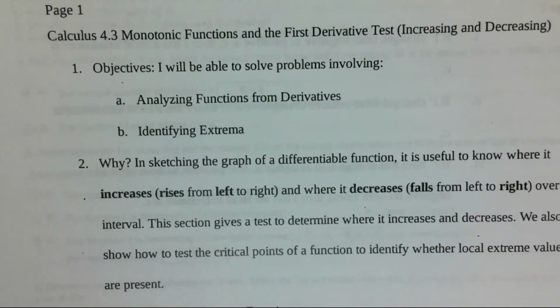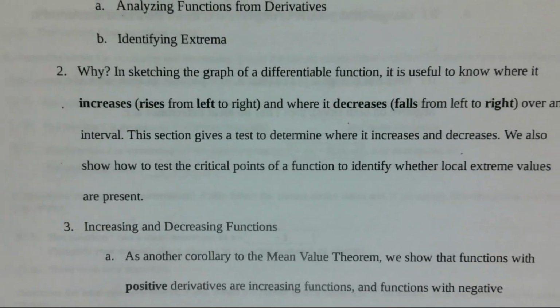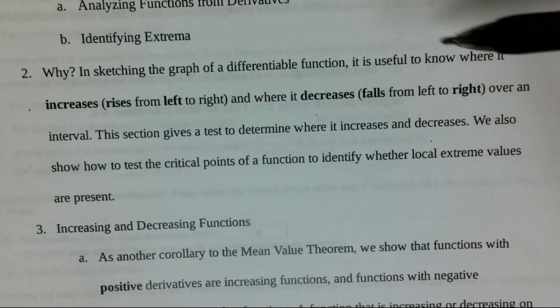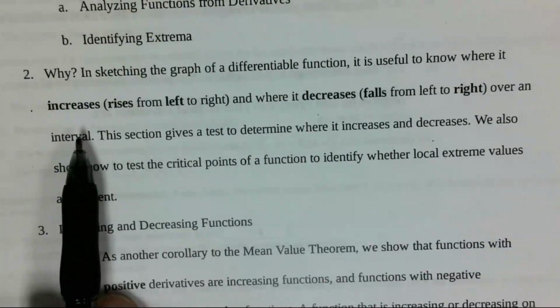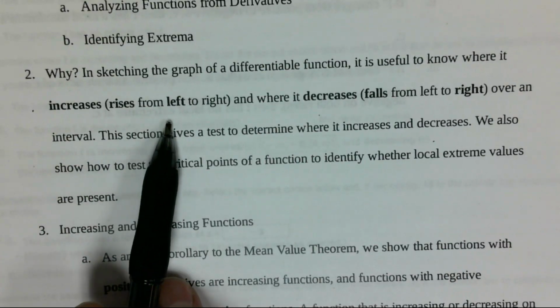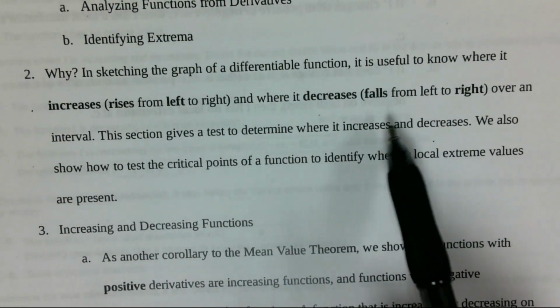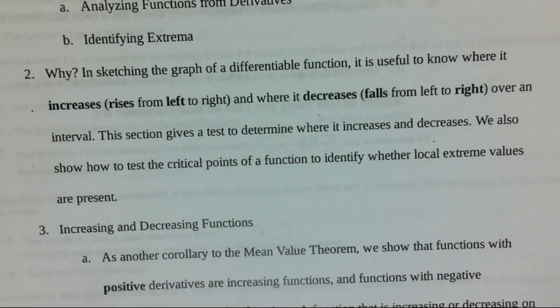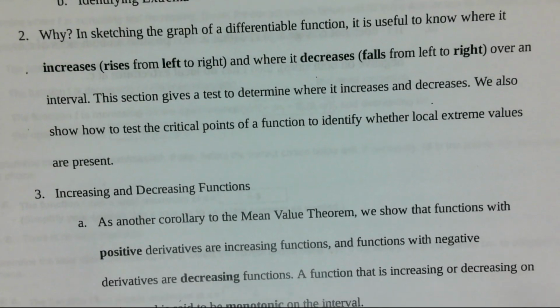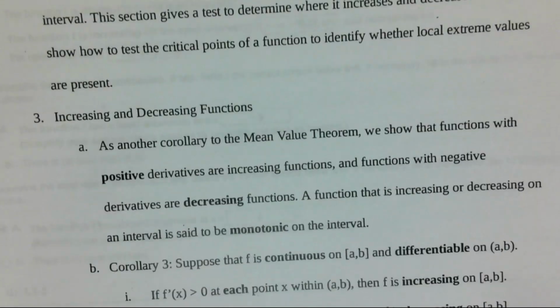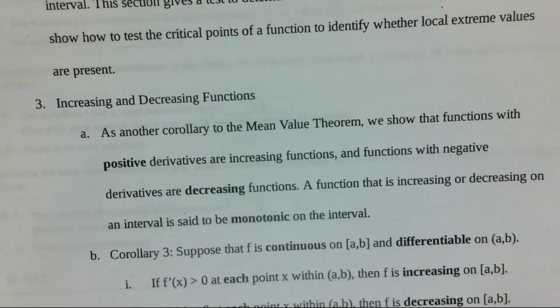So why we're studying this is that in sketching the graph of a differentiable function, it's useful to know where it increases, which is rises from left to right, and where it decreases, which is falls from left to right over an interval. This section gives a test to determine where it increases and decreases. We also show how to test the critical points of a function to identify whether local extreme values are present. So it's similar to what we've done before, it's just taking it one step further.